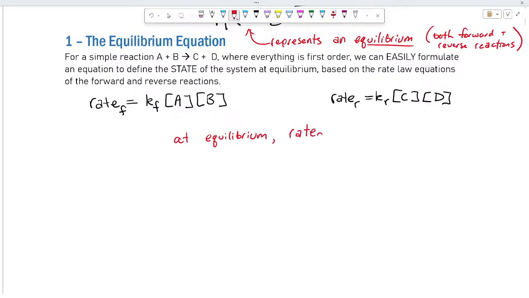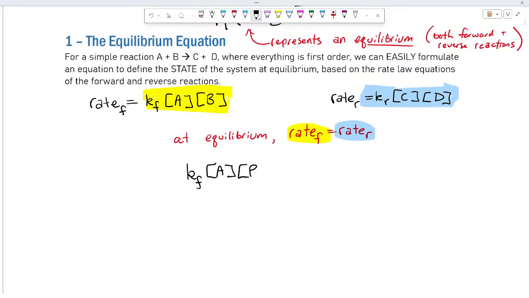the rate forward equals the rate in the reverse direction. And if those two things are equal, what then can we say? If the forward rate is equal to the reverse rate, then how could I rewrite this equation? We could say kf times concentration of A times concentration of B is equal to kr times concentration of C times concentration of D.